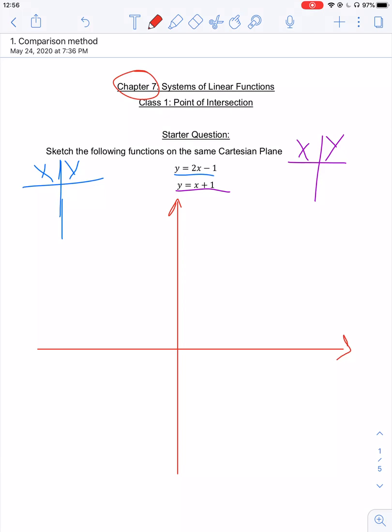So for the starter question, I'm going to ask you to actually plot these two functions that you see on the same Cartesian plane. Sketch both of them on the same Cartesian plane, and then something interesting will hopefully happen. So just do that. I'm gonna continue. You can pause the video and maybe try plotting the two functions.